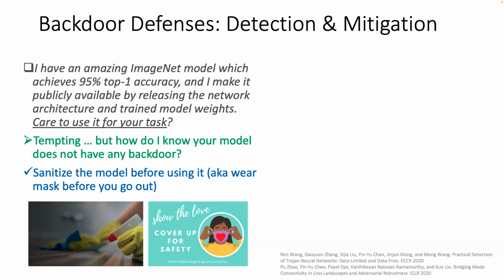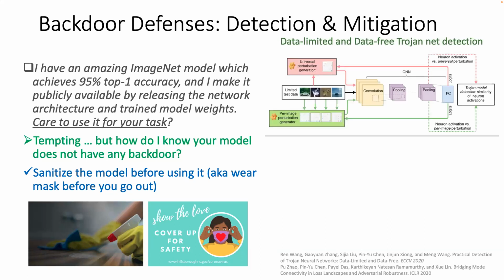This is how we need to sanitize the model before we actually use it. So I'm going to very briefly mention some examples of how we can do a backdoor defense in this scenario. The first thing we should do is detection. If you ever want to use a model as a backbone for your own task, the first thing you need to investigate is: is this model clean? Is there any backdoor hidden in the model?